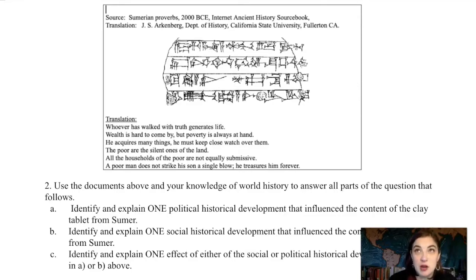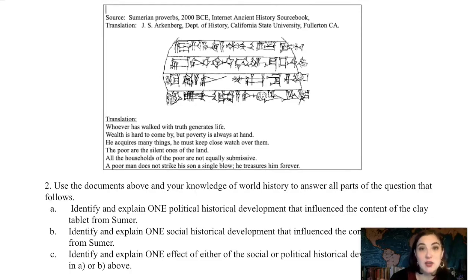So, part A, identify and explain one political historical event that influenced the content of the clay tablet from Sumer. B, identify and explain one social historical development that influenced the content of the clay tablet from Sumer. And C, identify and explain one effect of either the social or political historical developments identified in A or B above. And again, you'll notice that each one is a separate task.